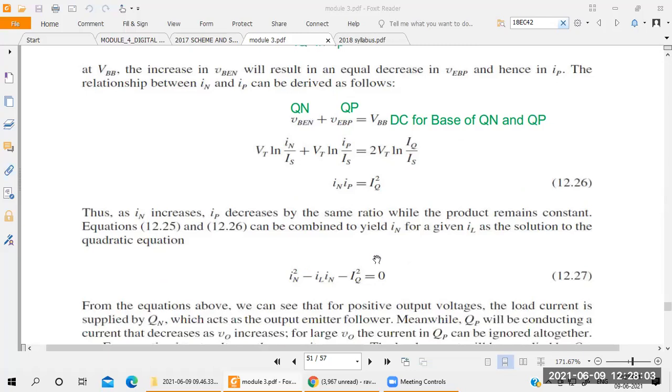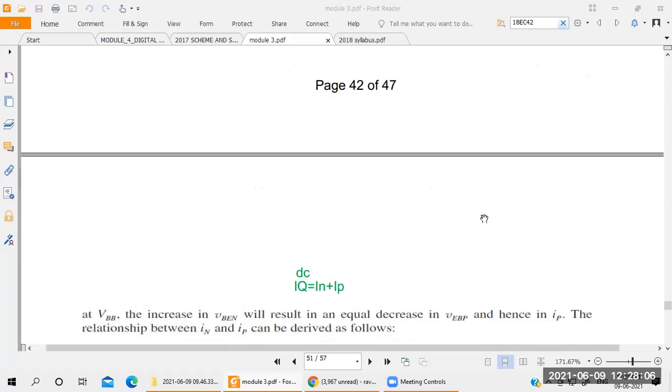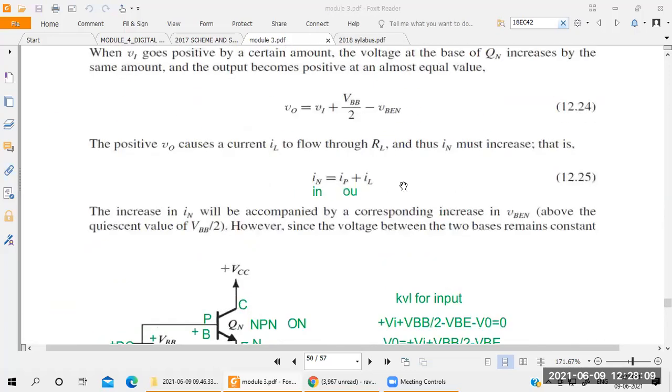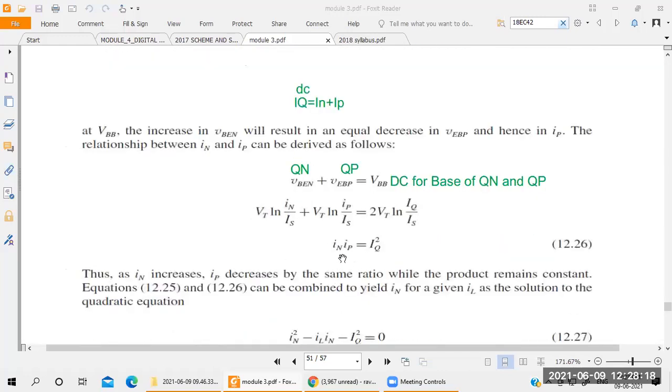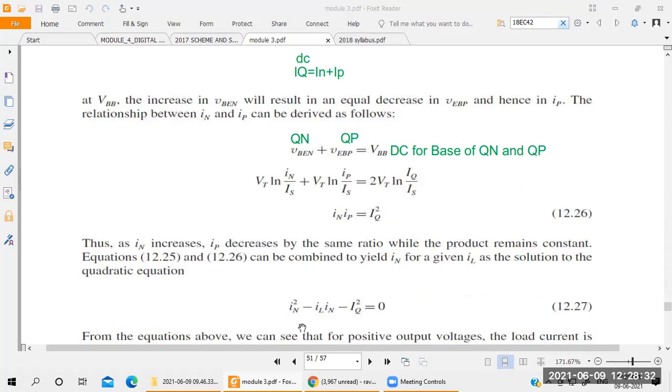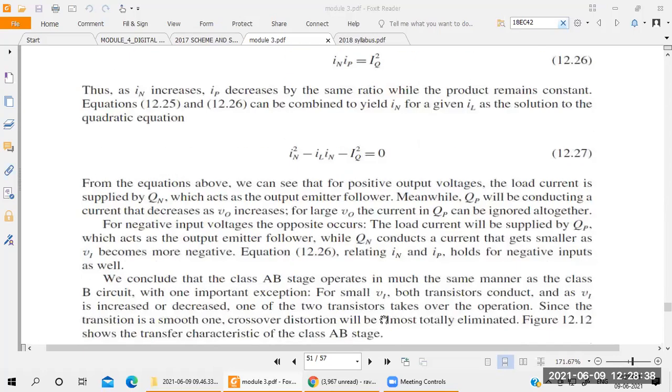Same thing they have given for equation number 12.25. It is 12.25, this one. You take the IN equation. What is IN here? IP plus IL. You take IN is equal to IP plus IL here. Then you take IN into IP, that should be equal to IQ square. Combine these two equations, IN and IP. IN IP equal to IQ square means you combine these two equations here, you get this equation: IN square plus IL IN minus IQ square, that should be equal to 0. Understood? So this is the total equation, and this one is the quadratic equation.